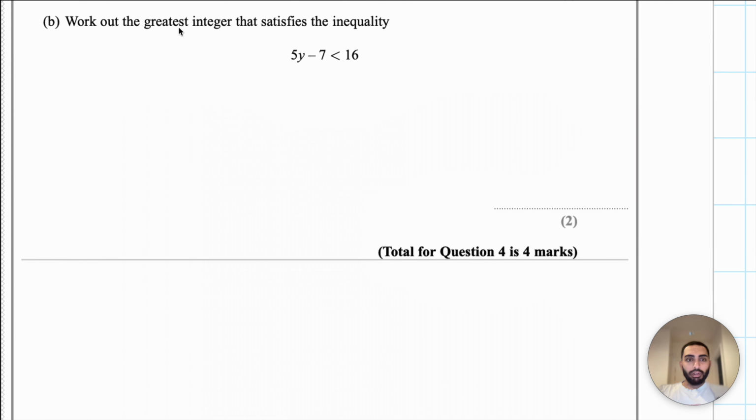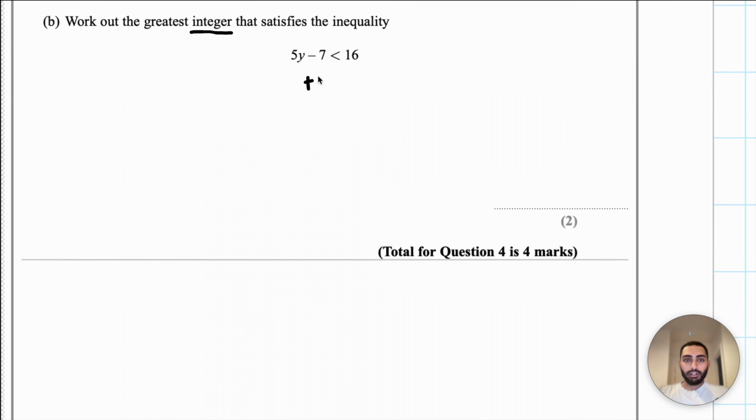Part B. Work out the greatest integer that satisfies the inequality. So integer just means a whole number. It means our counting numbers like 1, 2, 3, 4. So we're just going to solve this. Just imagine that's an equals. We're going to first think what's happening to this y. It's being multiplied by this 5 and then we're taking away 7. So we're going to do the opposites to that.